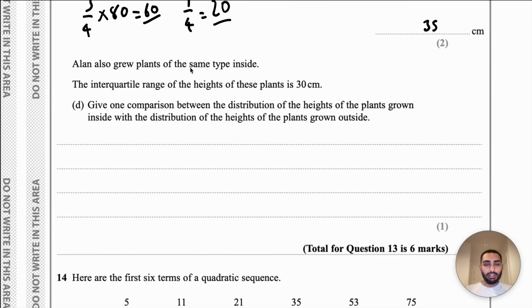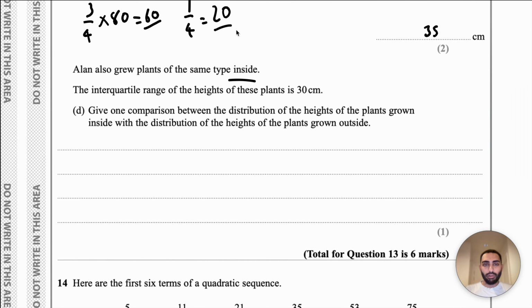Alan also grew plants of the same type inside. So these plants that we saw in the cumulative frequency graph, those were outside. The interquartile range of the heights of these plants is 30 centimeters. Give one comparison between the distribution of the heights of the plants grown inside, which is these ones, with the distribution of the heights of the plants grown outside. That's that.